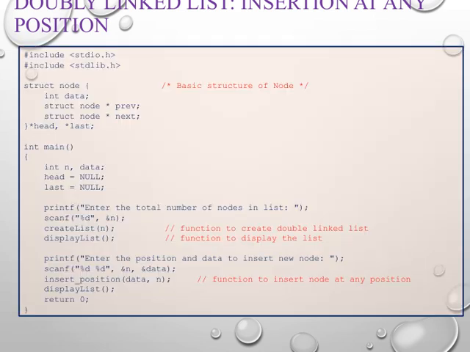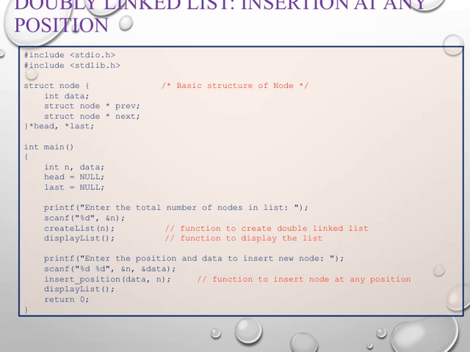Now, let's focus on how we can insert a node at any position within a doubly linked list. As you can see, we've included the necessary header files, stdio.h and stdlib.h, which are essential for input-output operations and dynamic memory management. In our structure definition, each node contains 3 parts: the data, a pointer to the previous node, and a pointer to the next node. This setup allows us to traverse both forwards and backwards through the list.